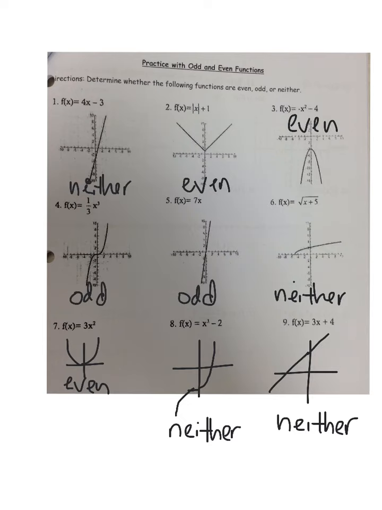Okay, 3x squared, it's still a parabola, and its turning point is at the origin, so that makes that even. Now, x cubed, we did discuss this the other day. It kind of goes like this, but the -2, and we will discuss this, drops it down 2 units, which makes this a neither. And 3x plus 4, generally speaking, looks like this.